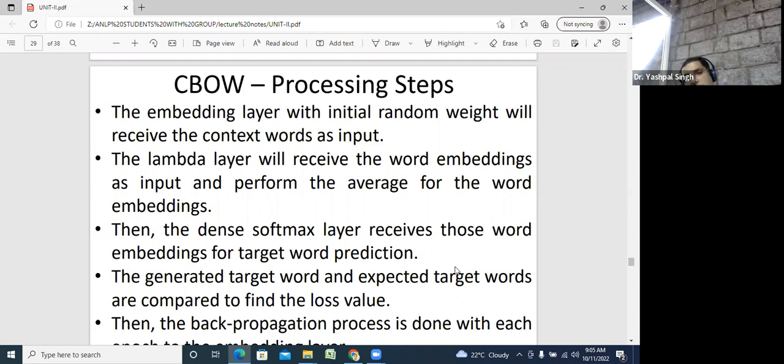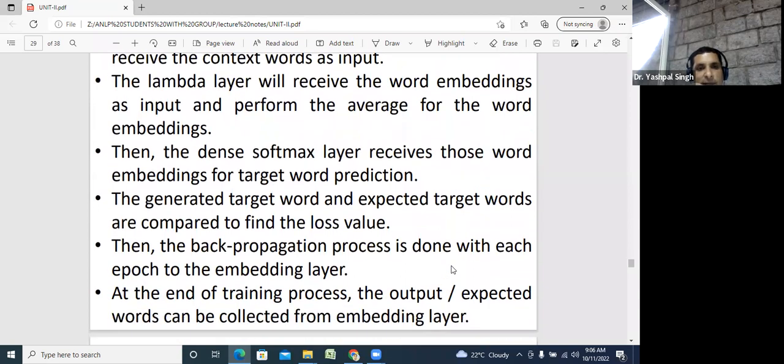And the generated target word and expected target words are compared to find the loss value that we have been using there, through this lambda layer and the embedding and softmax layer. On the basis of this, whatever target we are expecting will be there. And the generated target words and expected target words are compared to find the specific loss values that we are using. Then after that, the back propagation process is done with each embedded layer.